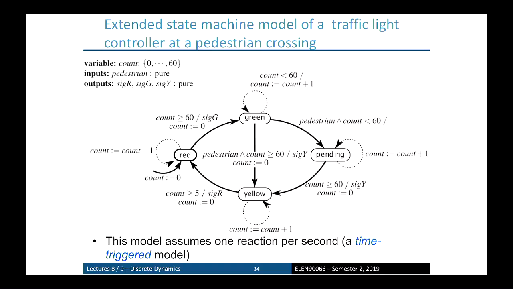Why? When is that little default transition taken? It's not event-driven. It's taken on a clock edge. So this is a time-triggered model. Every clock edge, we're increasing the count. Once we get above 60, our output is set, SIG-G is set, and we reset the counter. So we go to green.